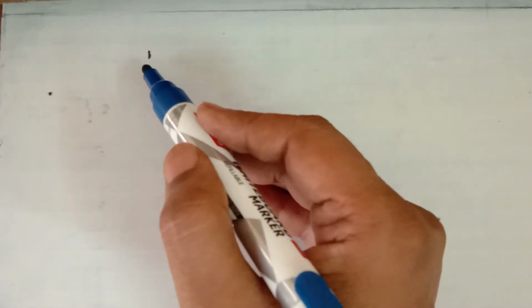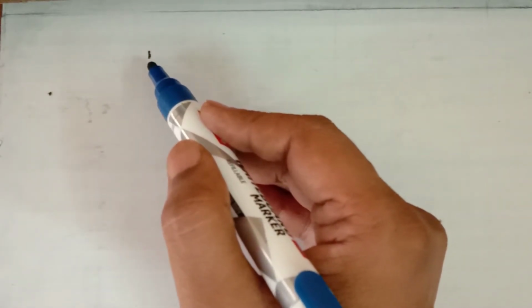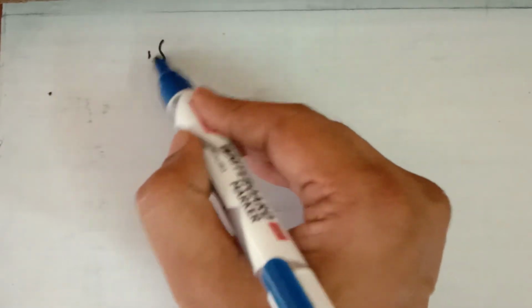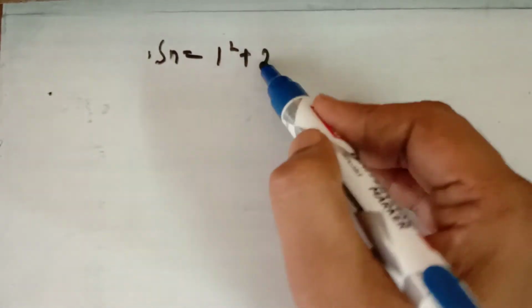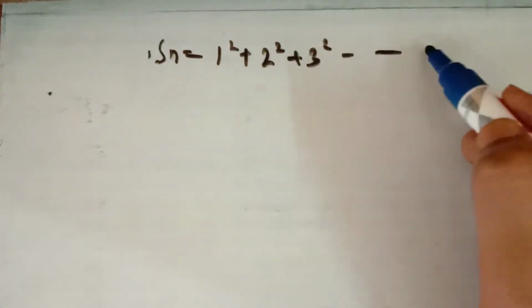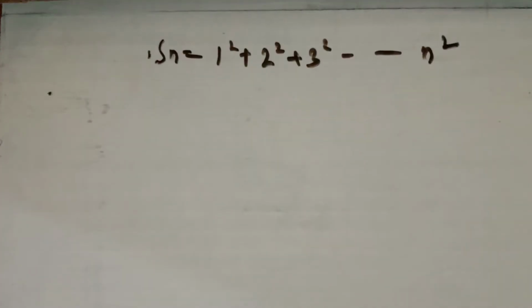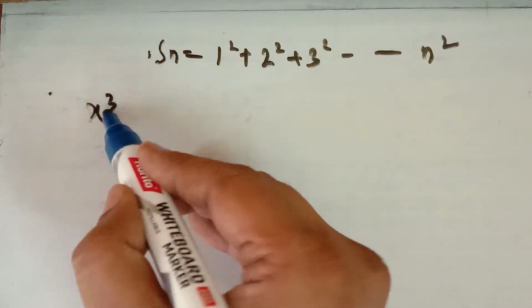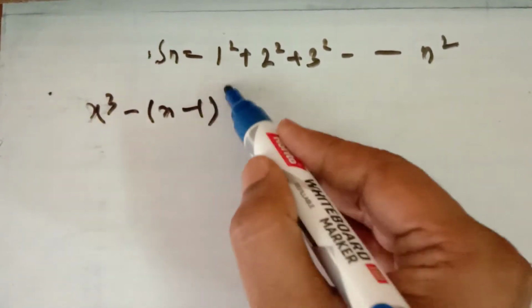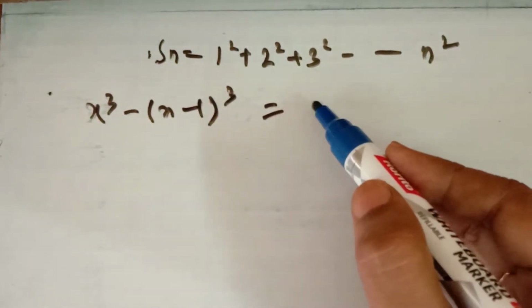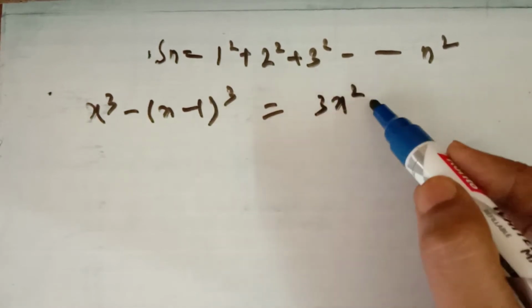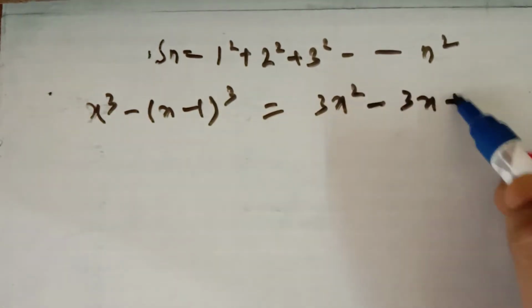Now let us try to find the formula for 1 square plus 2 square, which I have just discussed, which is equal to n(n plus 1)(2n plus 1) upon 6. That is, let Sn be equal to 1 square plus 2 square plus 3 square up to n square. Now we know this identity: x cube minus (x minus 1) whole cube is equal to 3x square minus 3x plus 1.